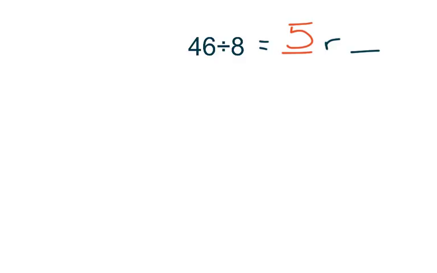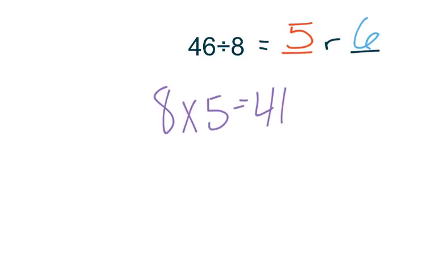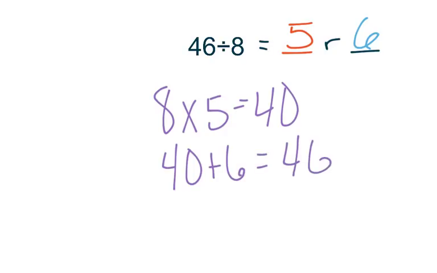And then I need to count up from there. So I need to multiply 8 times 5. That gives me 40. 40 plus what gives me 46? 6 more as my remainder. I can check with multiplication by multiplying 8 times 5 and getting 40. And then I have 40 plus 6, and that gives me 46, which is my dividend.